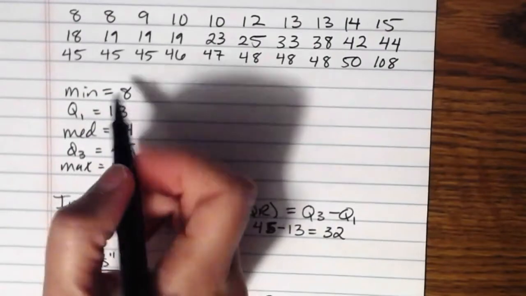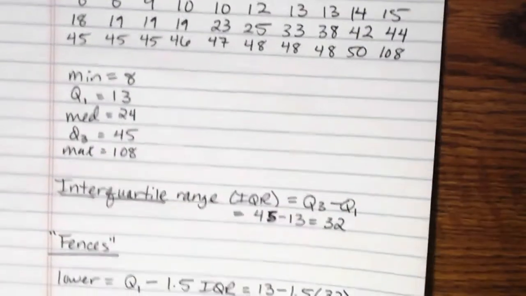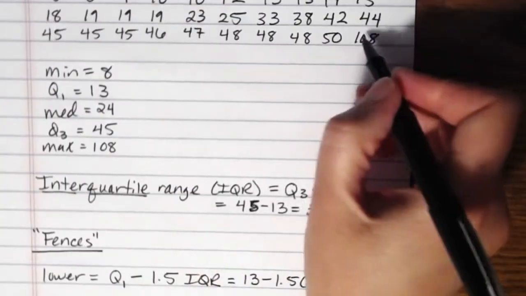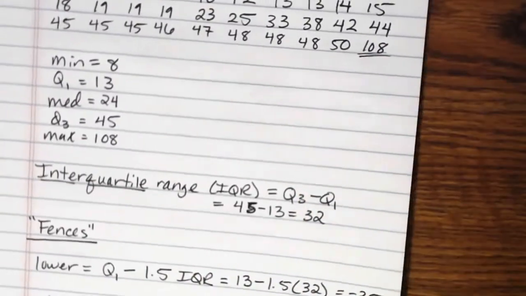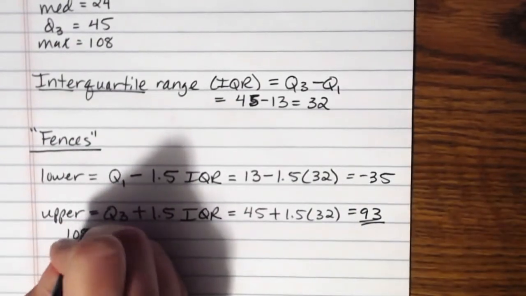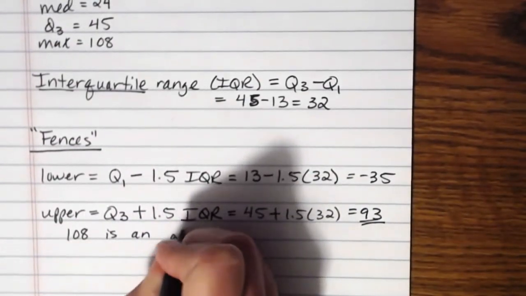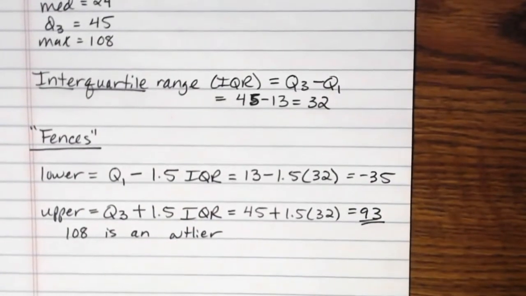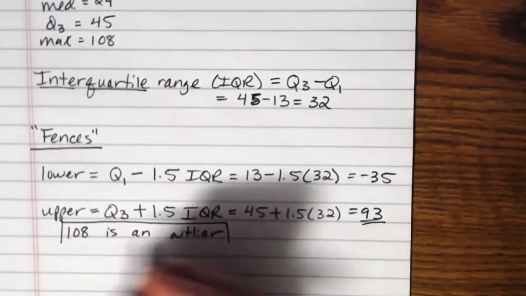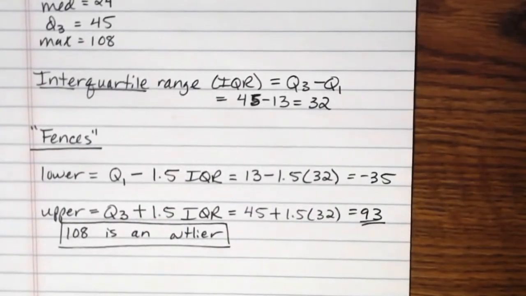Now clearly, since our lowest value is 8, we don't have any data that's below negative 35. But our highest value, 108, is above 93. So 108 is an outlier. Okay, so that's an important piece of information to note when we go to create our box and whisker plot.